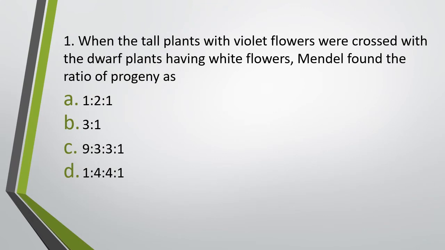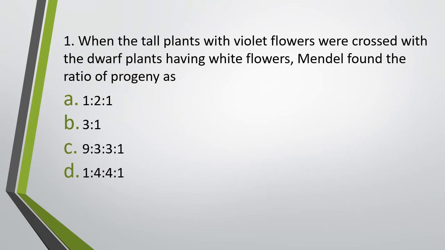Question number 1. When the tall plants with violet flowers were crossed with dwarf plants with white flowers, Mendel found the ratio of progeny as 1:2:1, 3:1, 9:3:3:1, or 1:4:4:1. Tall plant with violet flowers crossed with dwarf plants with white flowers.